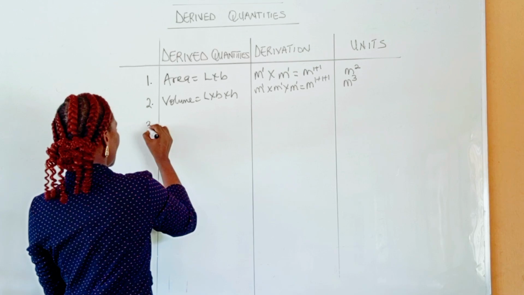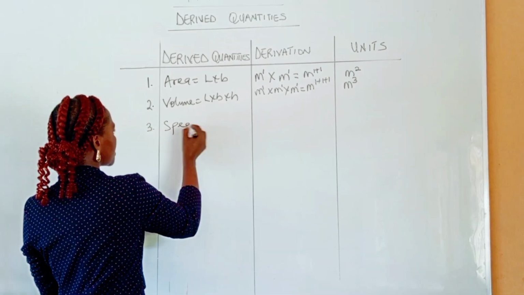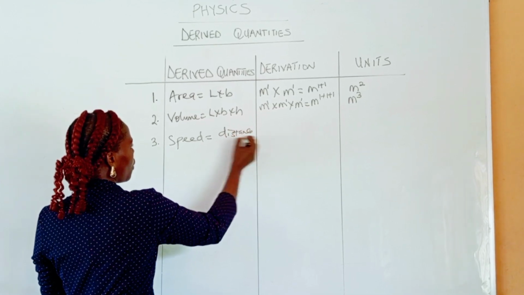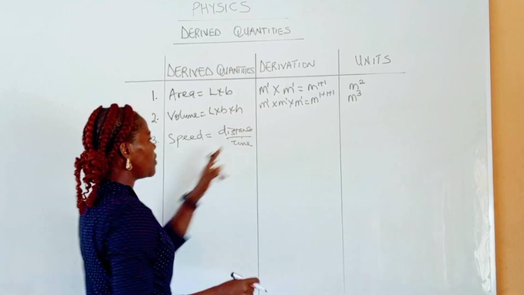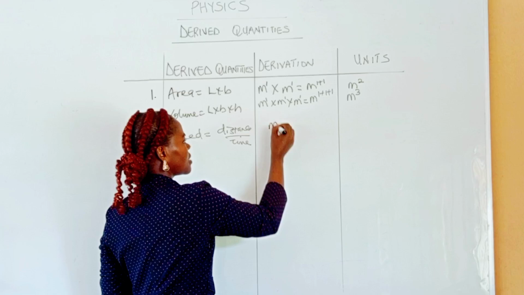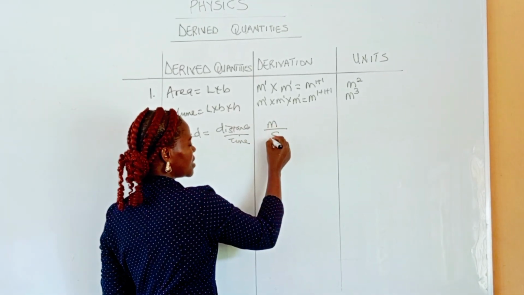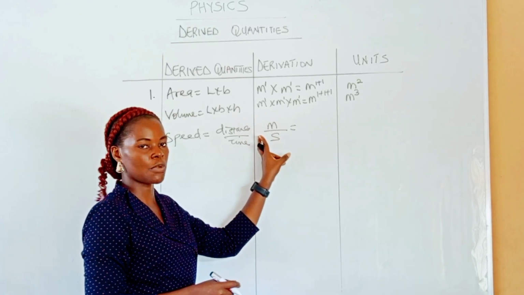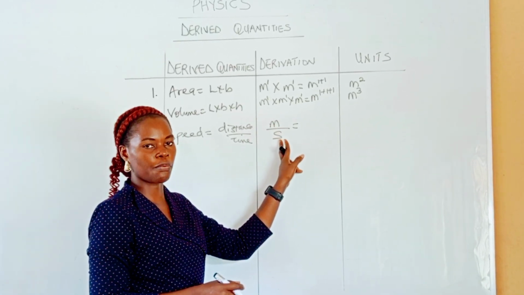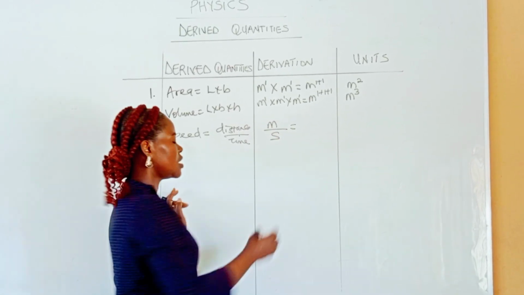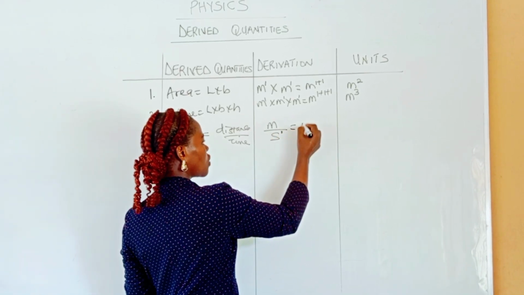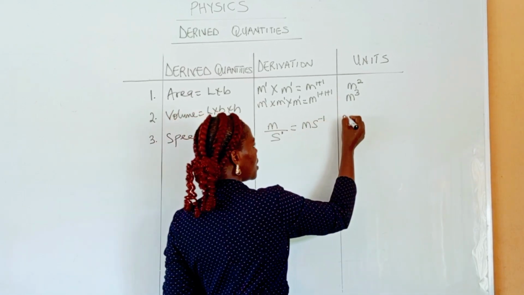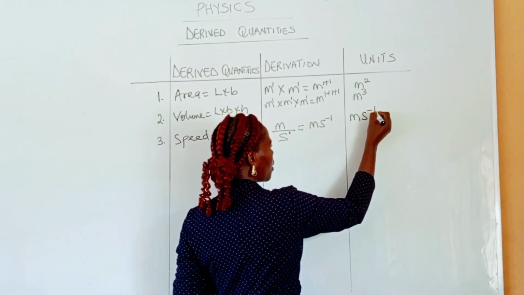Now let's look at the speed. The speed is equal to distance over time. Now the distance is measured in meters, whereas the time is what? Seconds. From the law of indices, if the base is in this form, we take the denominator up with a negative sign. That means this one with power of 1 is going to come up to be what? Meter per what? Second. So we call it meter per second.